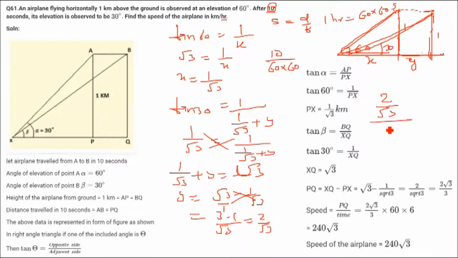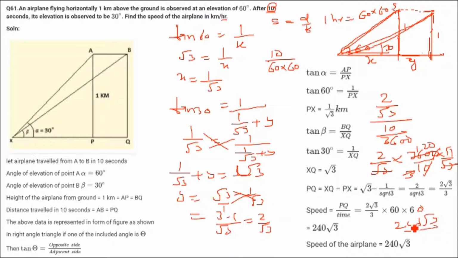So what do we get? 2 by root 3 divided by 10 by 3600. So what do we get? 2 by root 3 into 3600 by 10. So here, 10, 10 cancel, and this is root 3. Multiply root 3 in numerator and denominator, root 3 by root 3. So what do you get? You get 3 here. So 3 12s are 120. 2 into 120 is 240, and this is root 3.